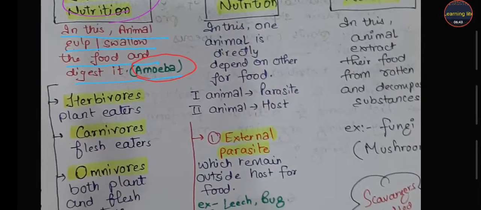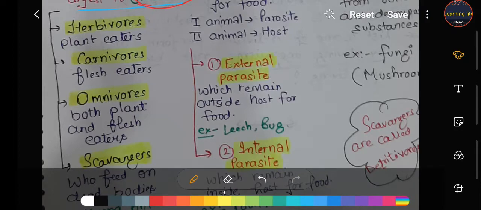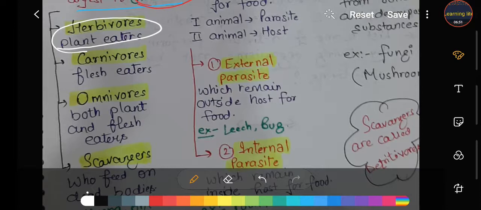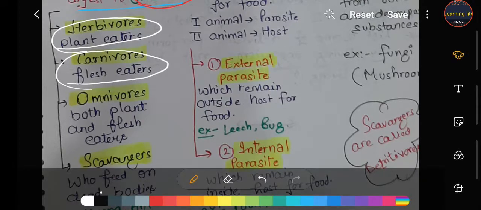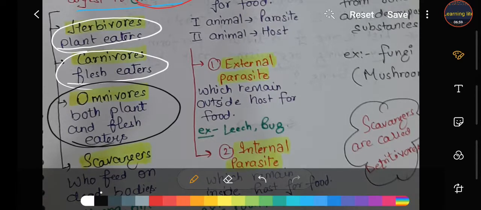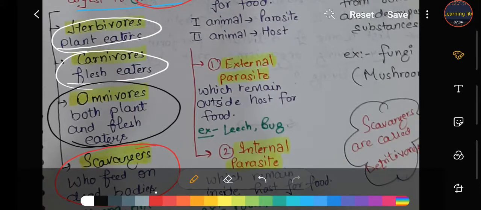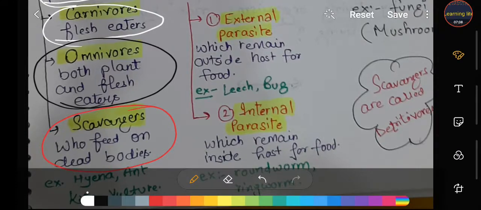And what are the types of holozoic nutrition? There are four types, student. What? Herbivores, which are plant eaters. Secondly, carnivores, which are flesh eaters. And thirdly, omnivores, which eat both plant and flesh. And the last one is our scavengers, who feed on dead bodies. For example, hyena, ant, kite and vulture.